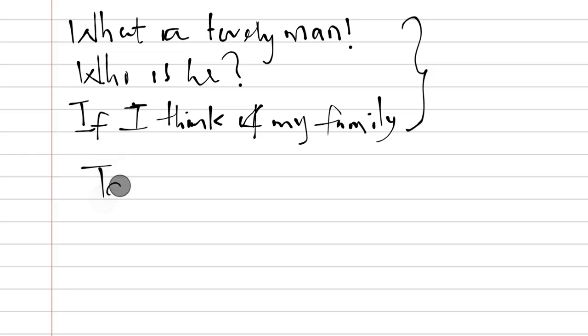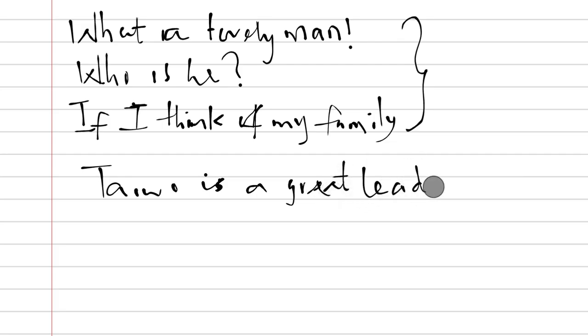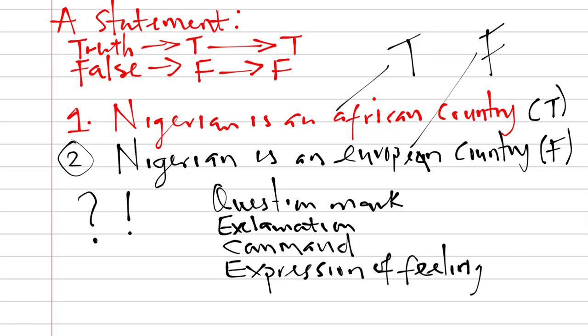But look at an example, let me say Taiwo is a great leader. If I say Taiwo is a great leader, now you can see this is a statement. Why? Because I have to verify if truly Taiwo is a great leader or a bad leader. If you look at the example of what we did here too, Nigeria is an African country. I need to verify, is it true or false? Are you following what I'm saying now? So that is just the difference between a statement and not a statement.